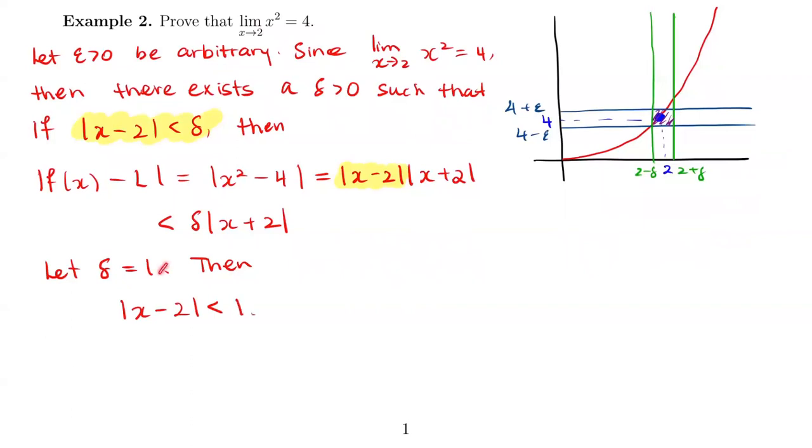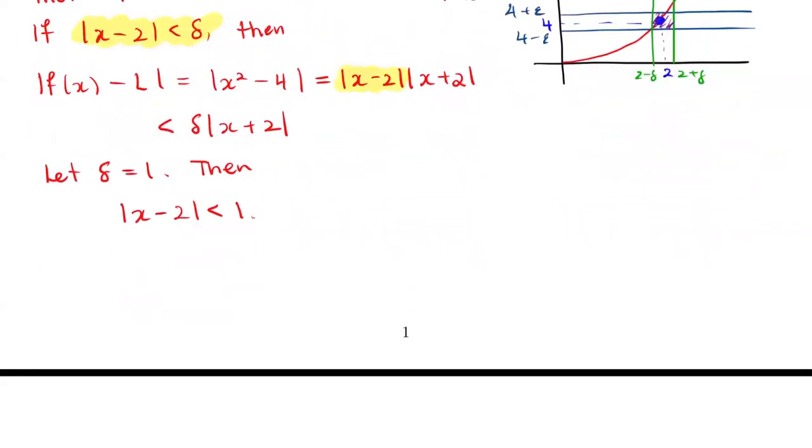The easiest delta that you could work with is just 1, but as long as it's greater than 0, you could choose any delta to work with. The easiest one would just be the 1 here. All right, so that means we could use a little bit of algebra here. Rewrite this as 1 less than x minus 2 less than 1.